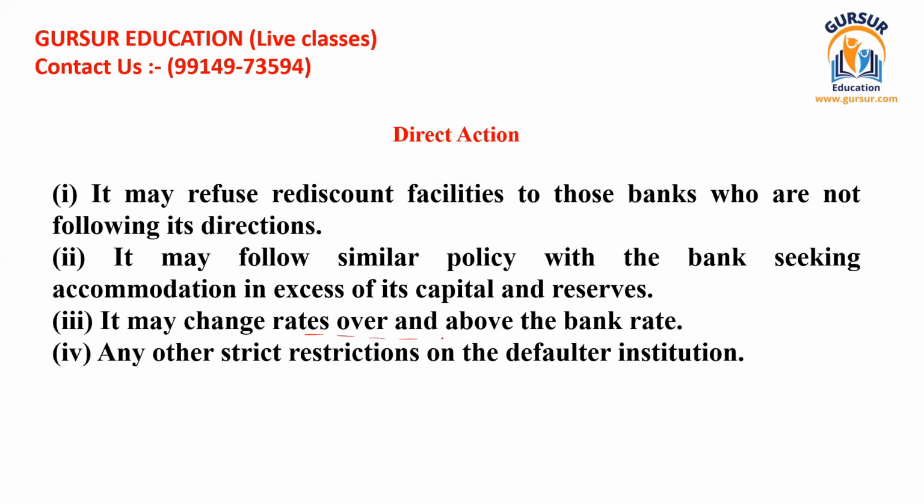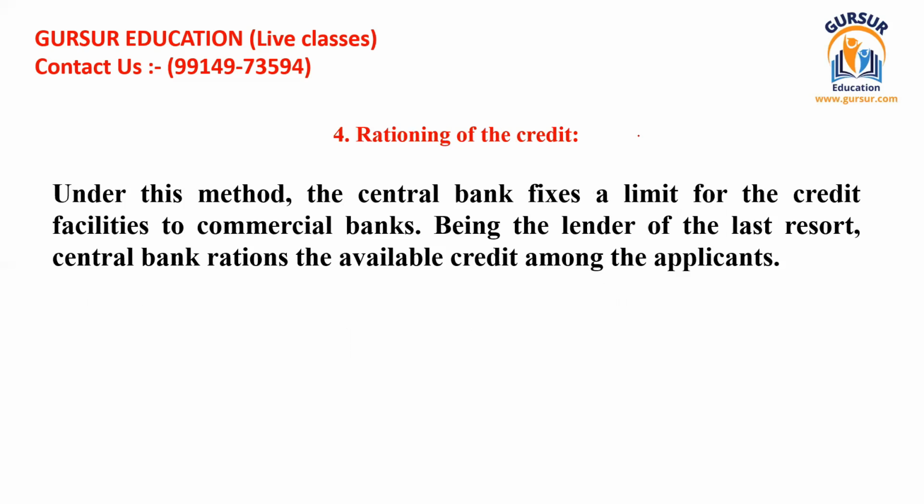It may change the rates over and above the bank rate. They can increase the bank rate. They can take any kind of strict restrictions on the defaulter institution. So these are some of the examples of direct action which a central bank can take. The Reserve Bank of India can take these just for the sake of regulating the credit and to punish those banks which are not cooperating with the rules, regulations and policies framed by the central bank. And the last one is the rationing of credit.